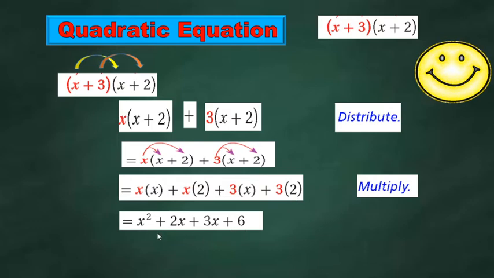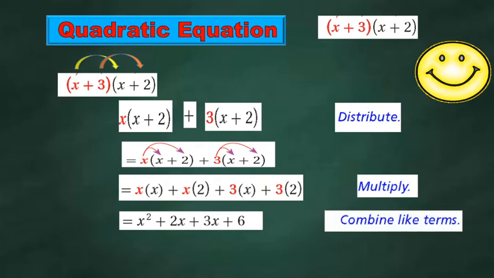Then combine all like terms. x squared. Then the like terms are 2x plus 3x equals 5x. Then plus 6. So x squared plus 5x plus 6 is now written in standard form.